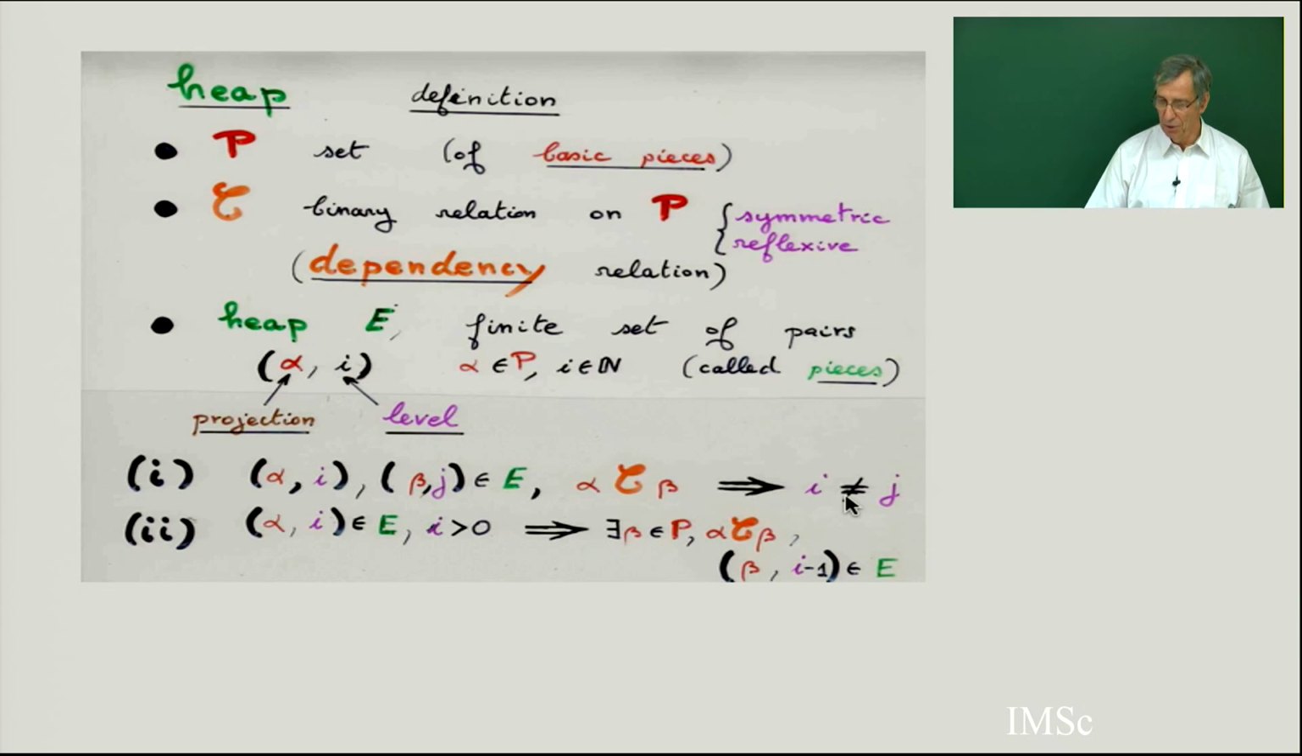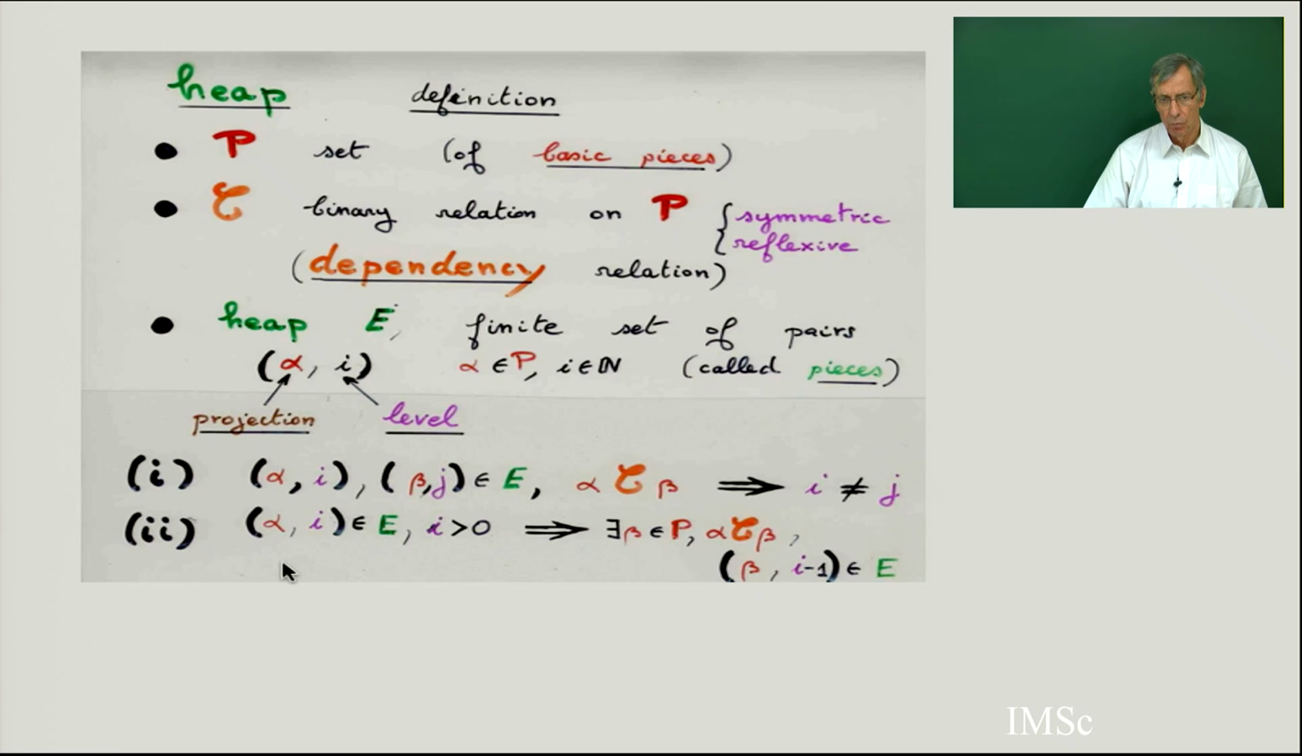Intuitively, you cannot have two pieces at the same level that are dependent on each other. If you think of the dimers in wood, they would overlap each other. They are solid pieces of wood, and they cannot overlap when they are at the same level.